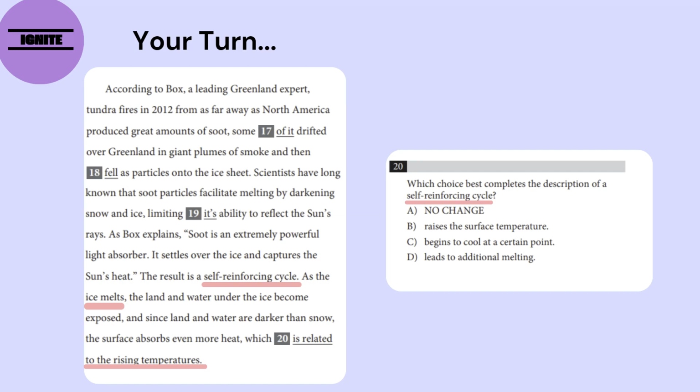Now, notice I highlighted self-reinforcing cycle. We know from this context that there's going to be more ice melting. As we can see, the ice melts, and then after that, the surface absorbs more heat. So what best completes this cycle, the self-reinforcing cycle? In this context, it would be more melting. As we see from the question being asked, it's a self-reinforcing cycle. We highlighted this in our passage, and we see that the ice melts. So that means we have to have something that leads to additional melting. And yes, this would be our correct answer.